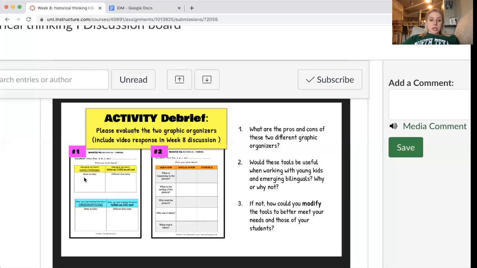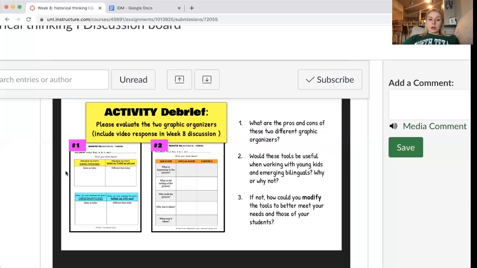If I was to change something for number one, I would maybe put some more detailed questions that would make it more to the point and not just same as today, different than today. So those students really got a better understanding of what they needed to do in those columns.